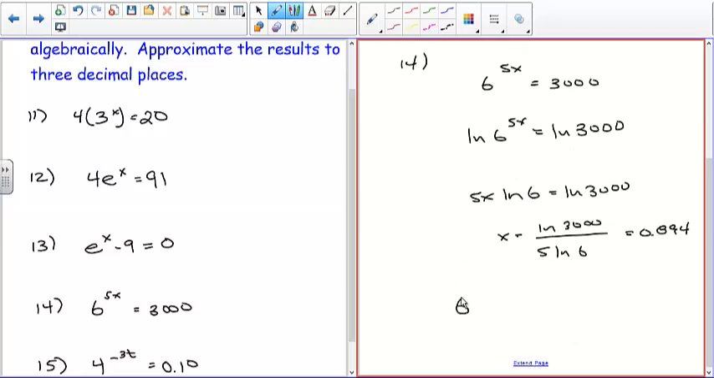Okay, so let's double check here. 6 to the 5 times 0.894. So 5 times 0.894, that's 6 raised to the 4.47 power. So we can do that on our calculator. 4.47. And I get 3,008. Again, it's off in the 4th digit just because I've rounded off my answer to 3 decimal places.